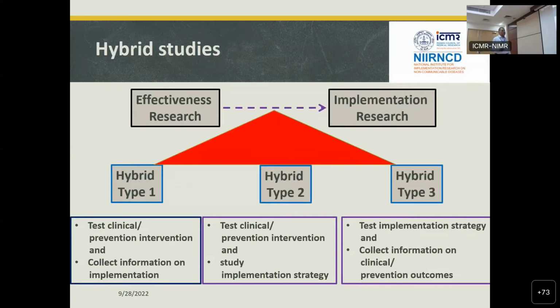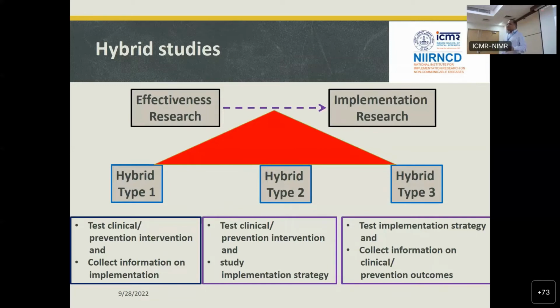The biggest challenge our country faces at this moment, we'll show you in the vector-borne disease context also, is that we have plenty of effectiveness research carried out, but minimal implementation research carried out. Because our scientists are geared up, trained, educated, and skilled in conducting effectiveness research, not implementation research.